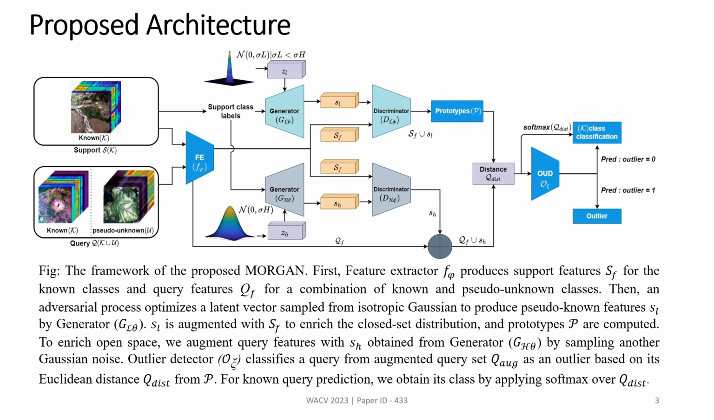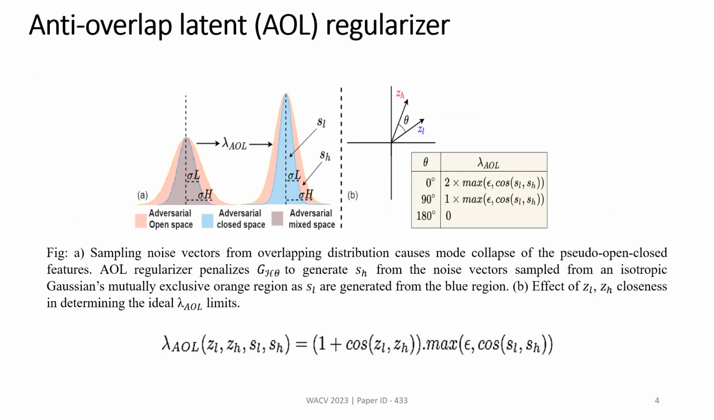the query features. For each query, we measure the metric distance from known class prototypes, and using an outlier detector binary classifier, we classify whether the query is known or unknown. In case the query is detected as known, its category can further be detected by applying softmax over the query distance.